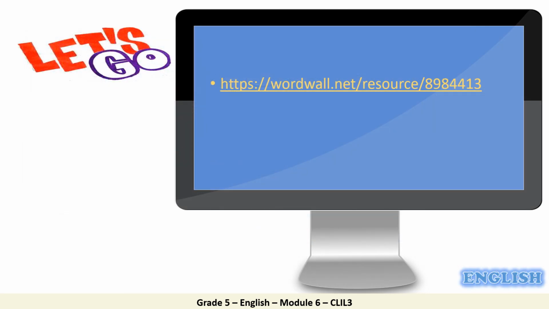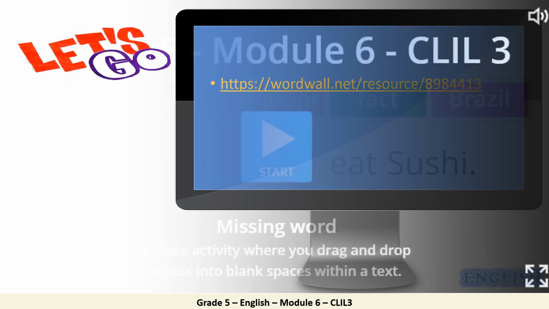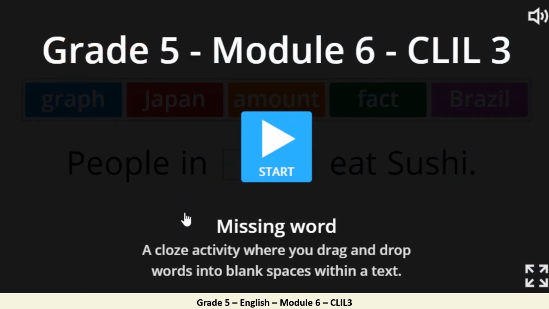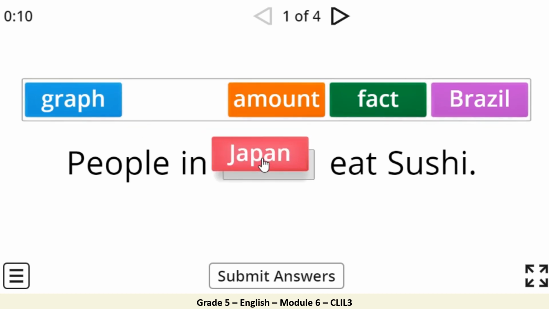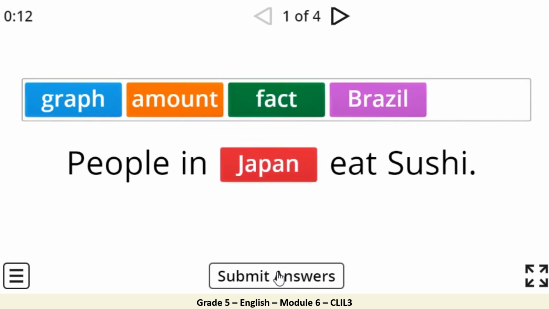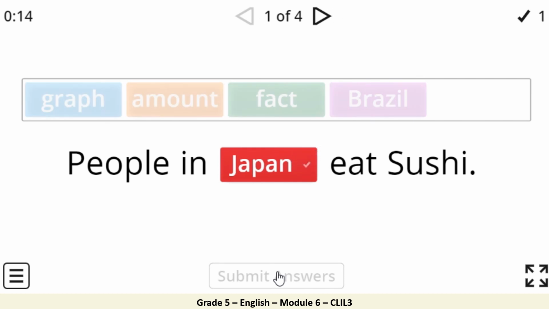Now, let's play a game. Now, let the fun begin. People in blank eat sushi. In graph or in Japan? Let's check. Good job.